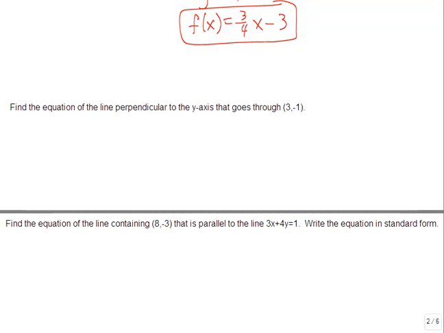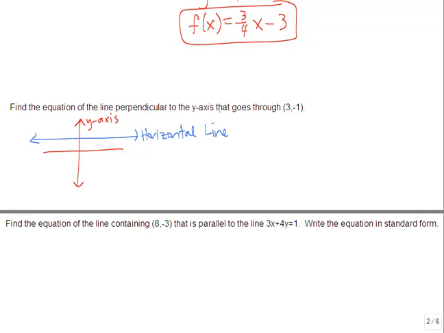Okay, next one. Find the equation of the line perpendicular to the y-axis that goes through 3, negative 1. So what I would recommend on this is visualizing what kind of line we're talking about. Here's our axes, and we want to be perpendicular to the y-axis. So the y-axis is actually a vertical line. So if we want to be perpendicular to it, then we would have to go horizontally. So we're looking for some kind of horizontal line.